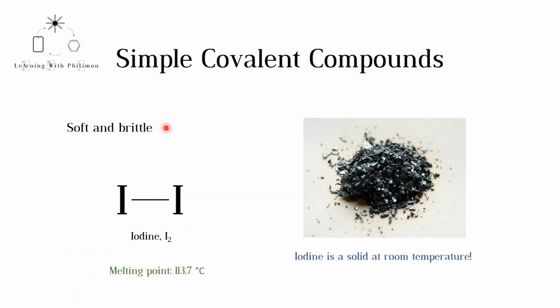Finally, when simple covalent compounds are solids, they are soft and brittle. Iodine is also a diatomic molecule consisting of two iodine atoms covalently bonded together. As iodine has a melting point of 113.7 degrees Celsius, it is a solid at room temperature. Check out the IB and A-level intermolecular forces video to find out why iodine is a solid. In this photo from Encyclopedia Britannica, we see that iodine actually looks like a metal, with a gray, shiny color. However, these pieces of iodine will break easily when a small pressure is applied, hence the term brittle.